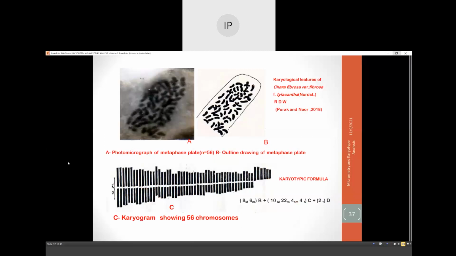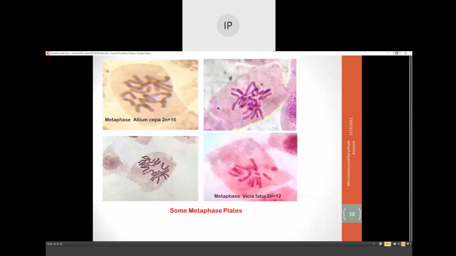Now this slide represents the metaphase plate, its outline drawing and karyogram of Chara fibrosa having n is equal to 56. Now these are some of the metaphase plates.